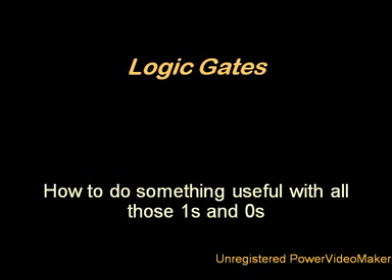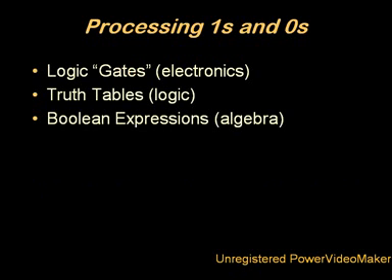This podcast covers logic gates, otherwise known as how to do something useful with all those ones and zeros we've been dealing with. So processing ones and zeros is not surprisingly done using electronics, and that's really what logic gates are in the real world. Now, to help us understand what goes on inside logic gates, we have two other tools that we're going to use, models of what happens. One model is called a truth table, and the other model is called Boolean expressions, otherwise known as algebra, although it's a very specific kind of algebra, as you'll see later on.